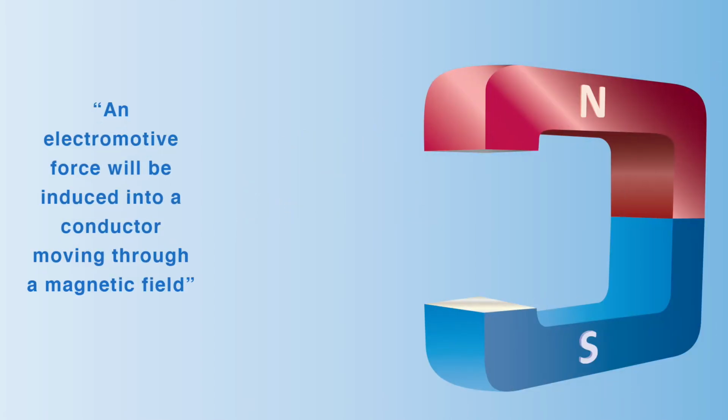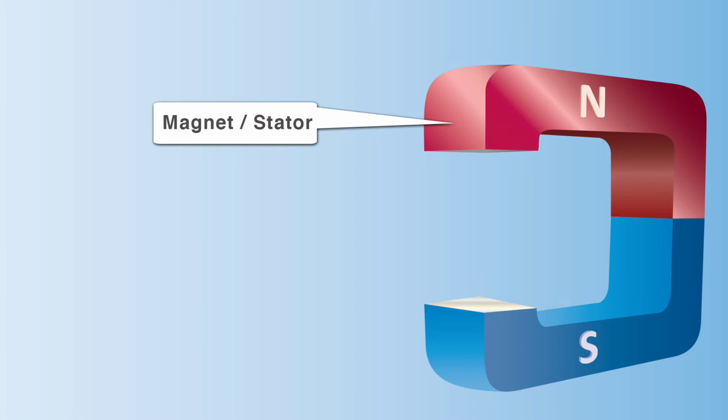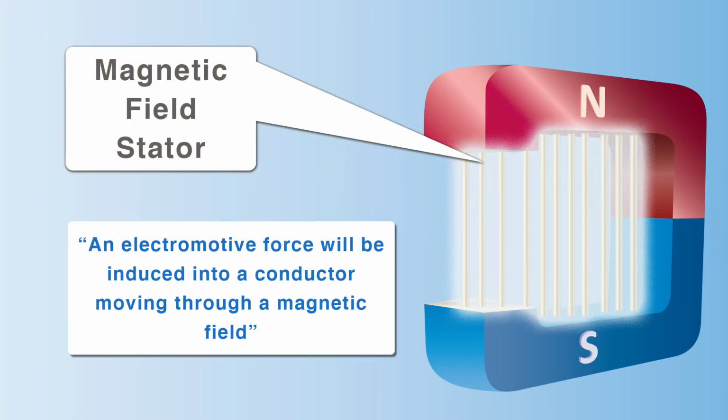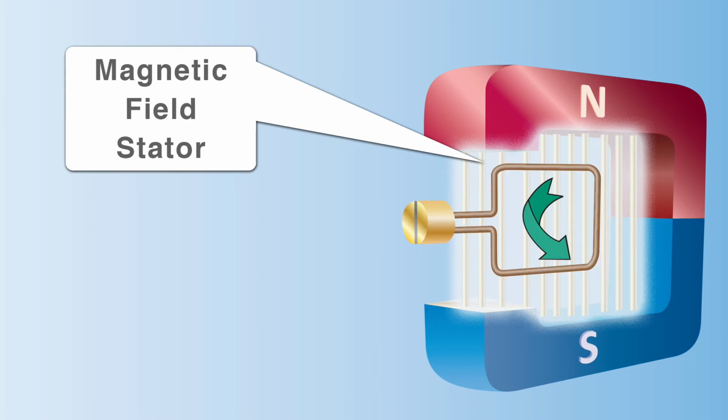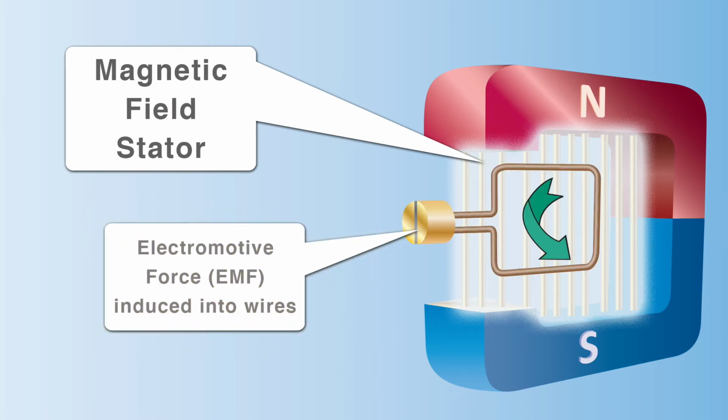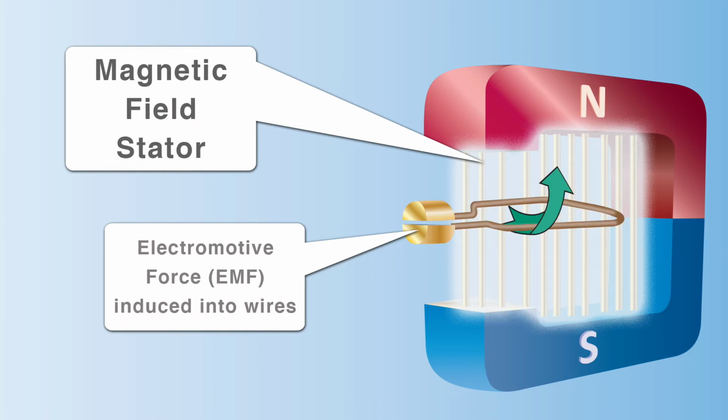A brush-designed generator utilizes rotating conductors. Following Faraday's law, a magnet is used. In a brush generator design, the magnet is the stator or static part of the generator. The magnetic field flows between the north and south poles of the magnet, functioning as the stator in a brush generator. As a wire conductor rotates inside the magnetic field, electromotive force is induced into the wire, with peak current being when the wire is at right angles to the magnetic field.